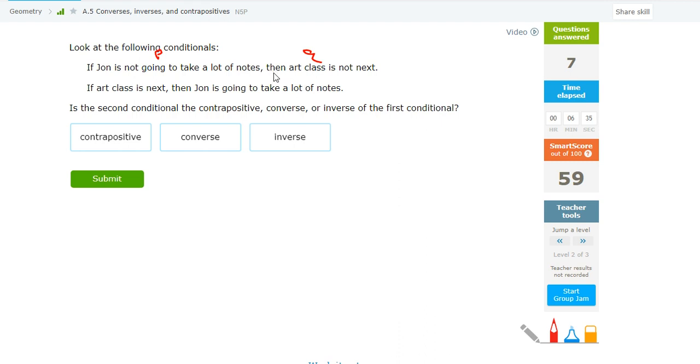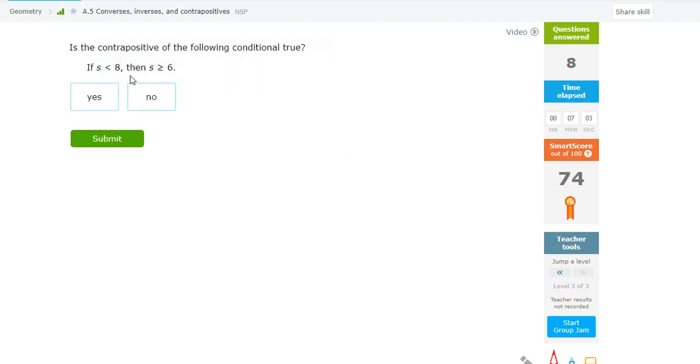Do you see that right here in the original statement? It says then art class is not next, and then it got moved to the front and got negated. So this is really saying not Q. And then I look at the other one, then art class is not next, then John is going versus not going. So this is being negated here, so this should be not P. And if you have a not Q, not P, that's a contrapositive, okay? All right, I'm gonna move on because this one can be a little confusing.